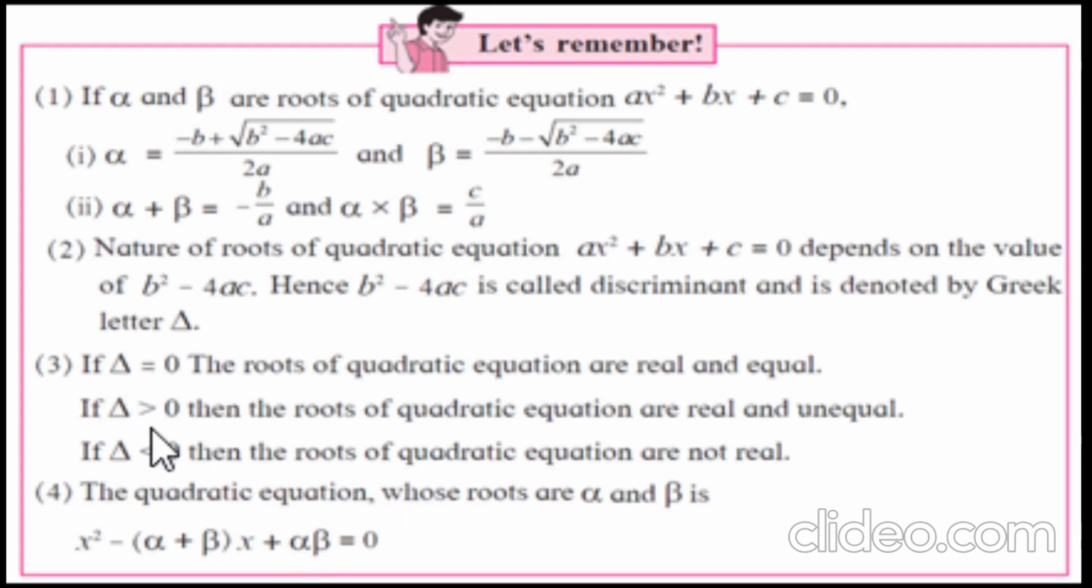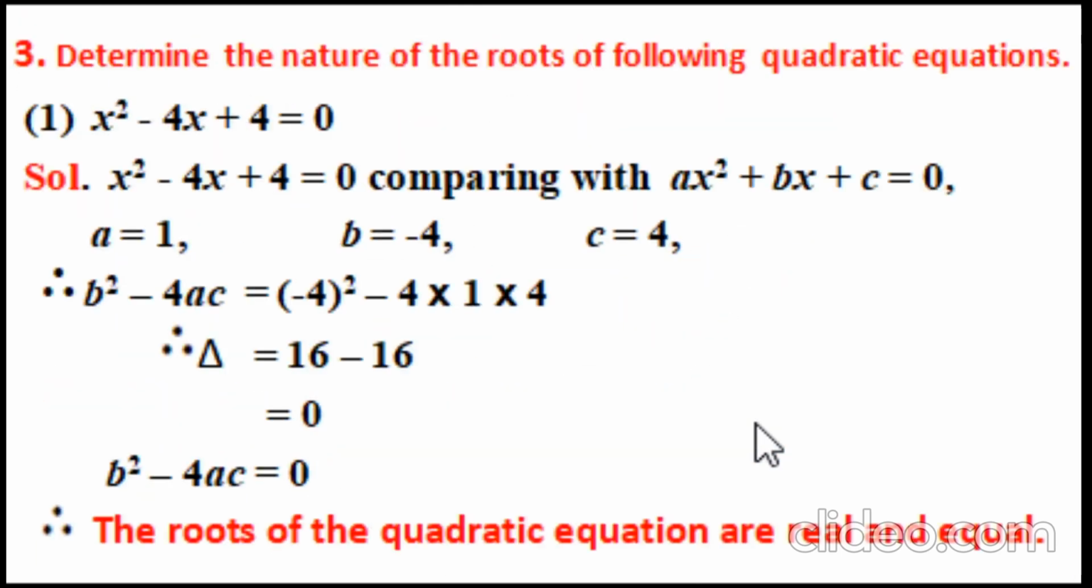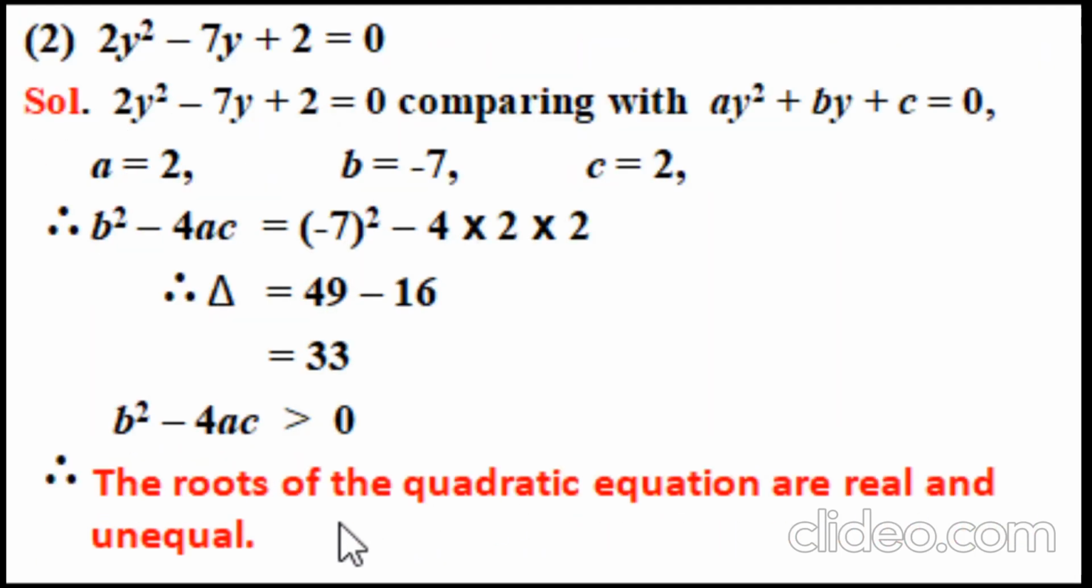Point number 2. If delta is more than 0, then the roots of the quadratic equation are real and unequal.